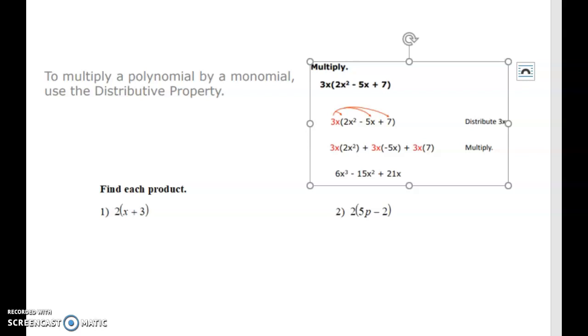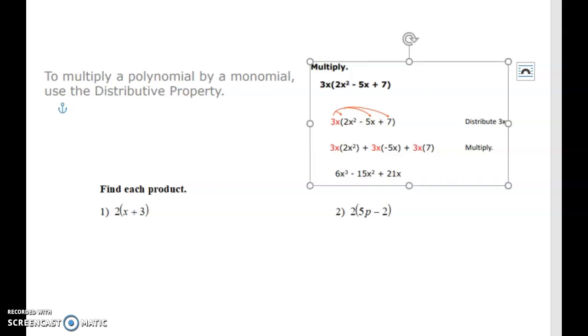All right, guys, welcome. We're going to talk more about polynomials. We talked about naming them last time. Now we're going to multiply them, and we're going to do a few things. Today we're going to multiply a polynomial, that's three or more terms, actually a trinomial, by a binomial.